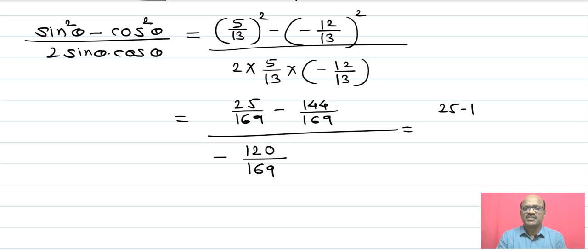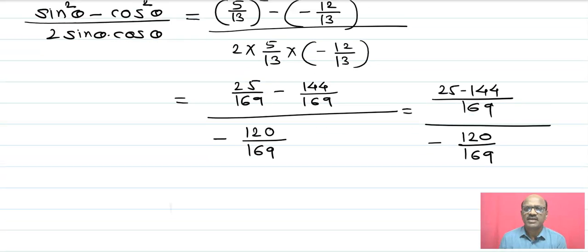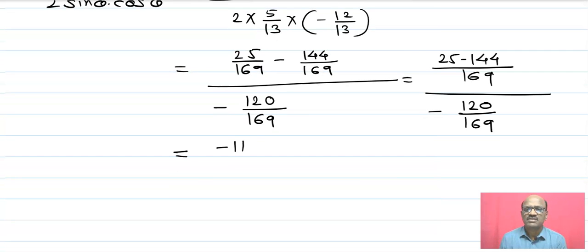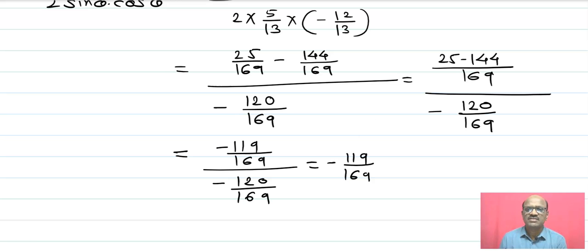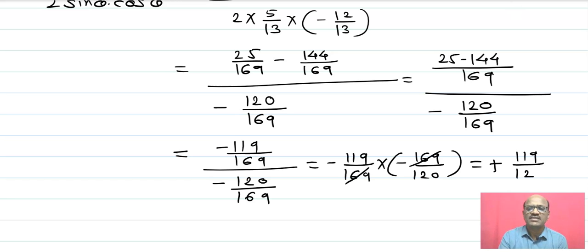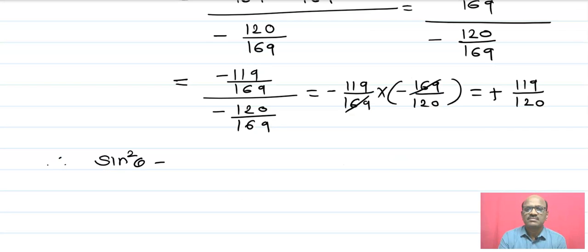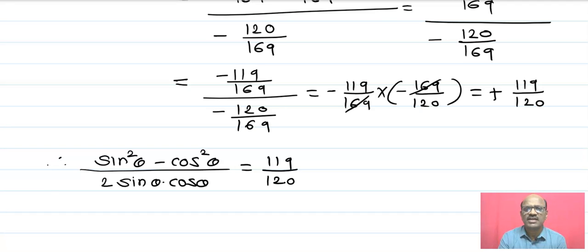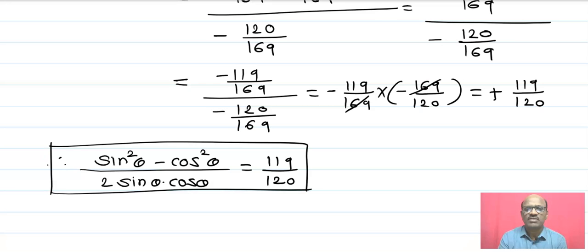Now, normal simplification: the denominators of both numerators are the same, therefore it comes to 25 minus 144 upon 169, divided by minus 120 upon 169. The 169s get cancelled, and you get minus 119 upon 169 into minus 169 upon 120, and the final answer is 119 upon 120. Therefore, sin square theta minus cos square theta upon 2 times sin theta into cos theta is 119 upon 120.